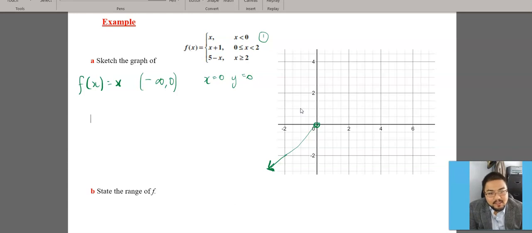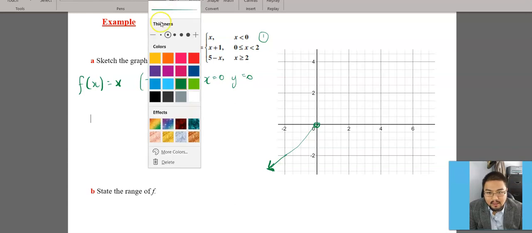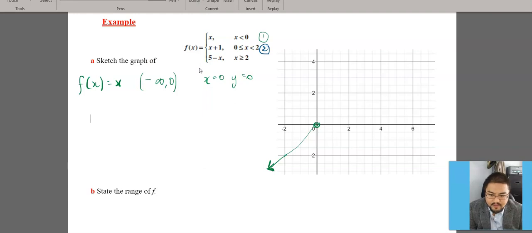Next one is x plus 1, from 0 to 2. So I'm going to use a blue colored pen for this. So we've got f of x is equal to x plus 1. Okay, so we want to work out the bounds from 0 to 2. It can't equal 2, but it can equal 0. So at x equals 0, y equals 1. And at x equals 2, y equals 3.